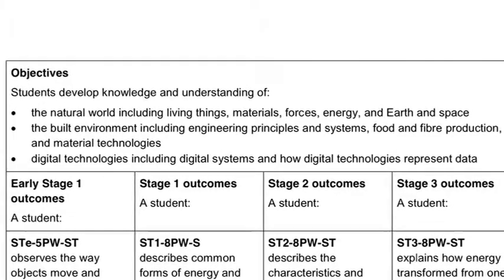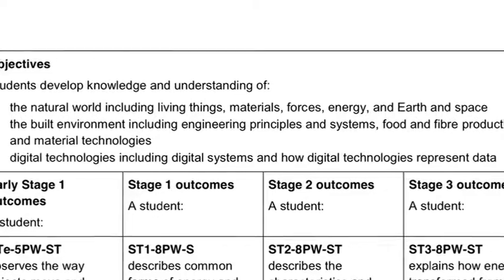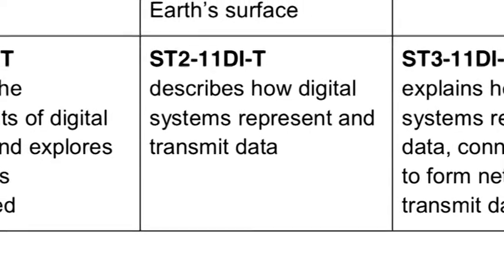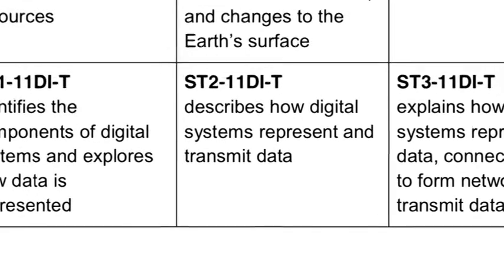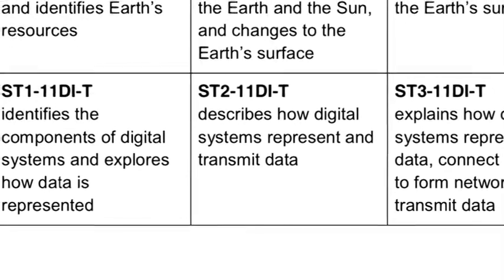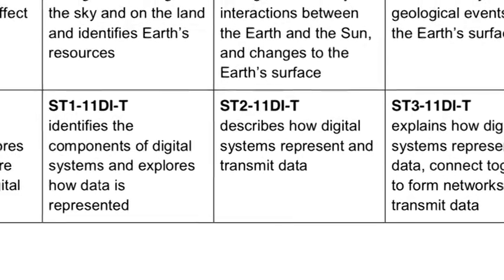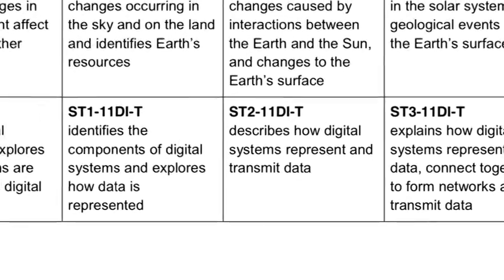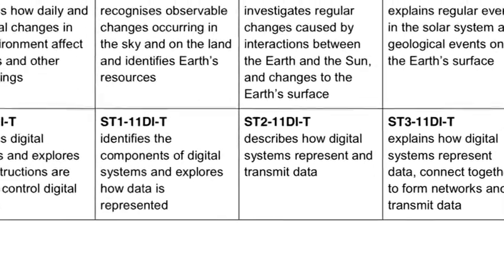Knowledge and understanding outcomes are on page 18, and the important ones here, for example in stage 2, are how digital systems represent and transmit data. You can see here the outcomes for all stages. We're going to use a program called Scratch Junior to help us meet these outcomes, but first we need to understand what an algorithm is.